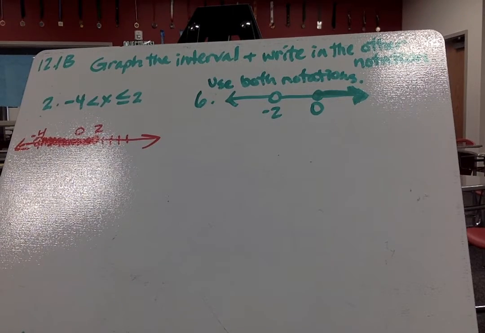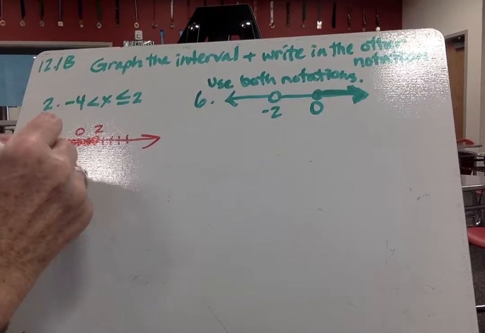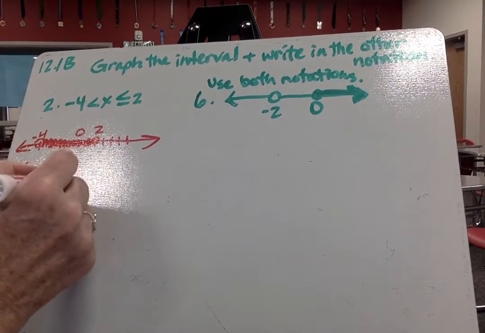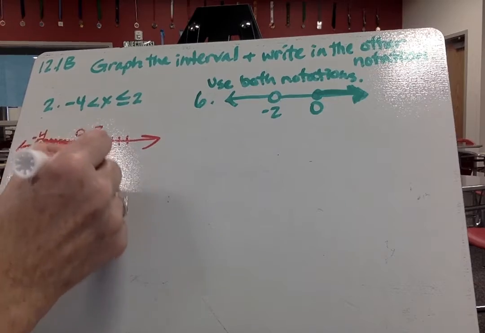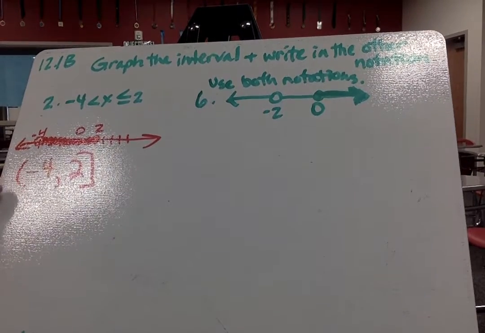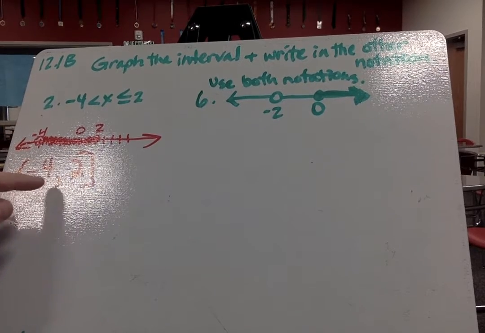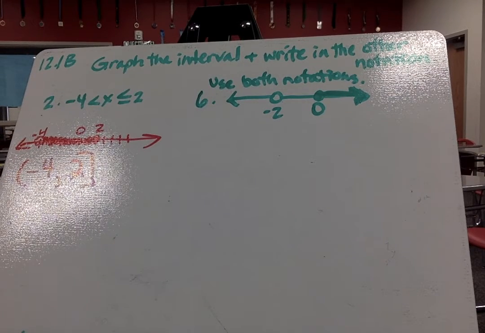Now we also need to write it in interval notation. So that would be negative 4. And it's not included, negative 4, but 2 is included. So again, we should know that this is parentheses, negative 4 comma 2 with a bracket. This means 2 is included, negative 4 is not.